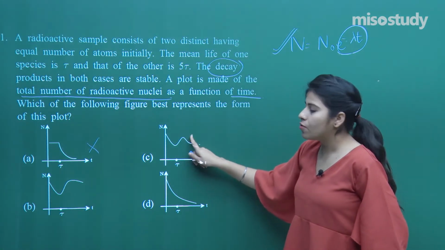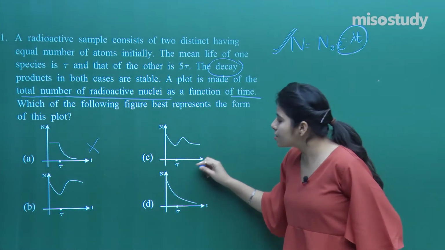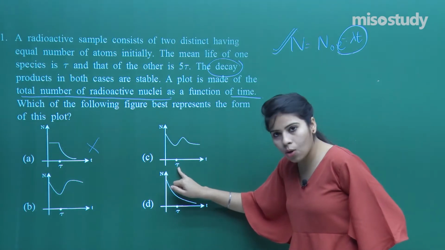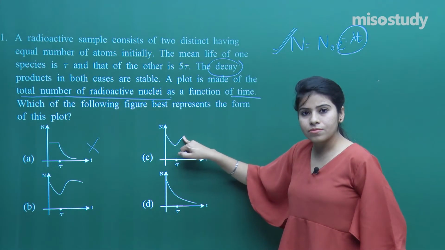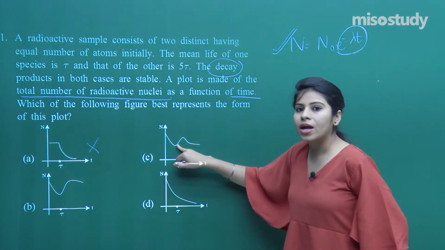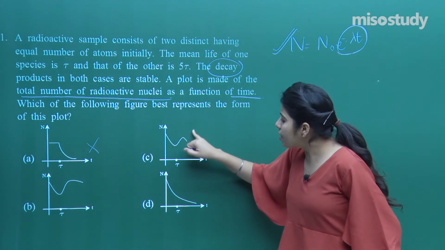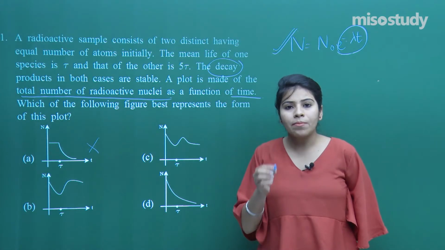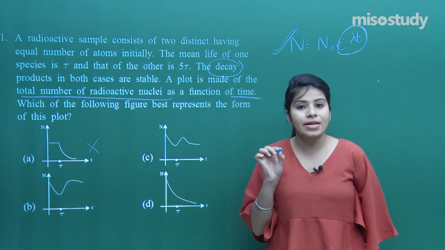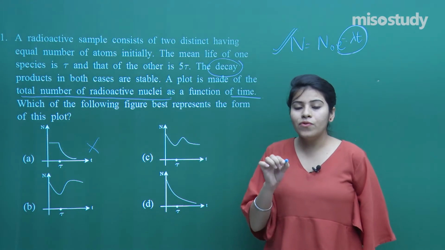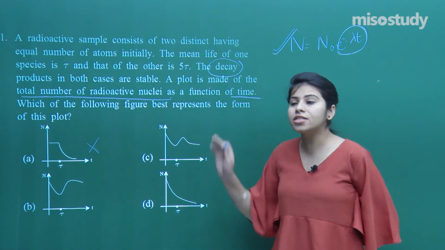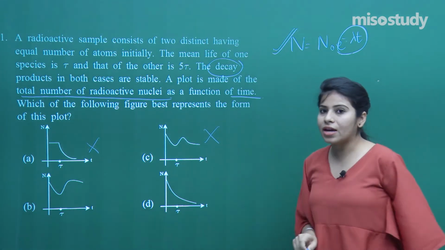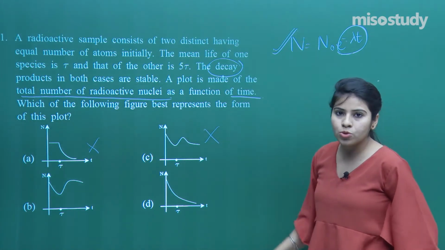Now if I look at the second figure, I can see that initially it was decreasing. By the time tau, after the mean life, it started increasing. Then again it started decreasing. As I have told you, the number of nuclei cannot increase in this case. The number of nuclei will definitely decrease according to this situation. So it cannot be the correct figure.